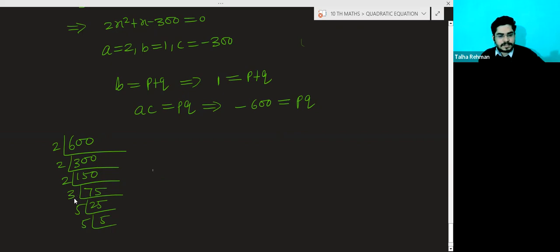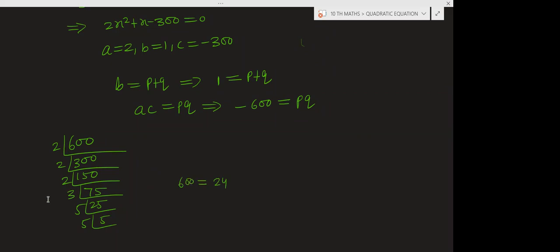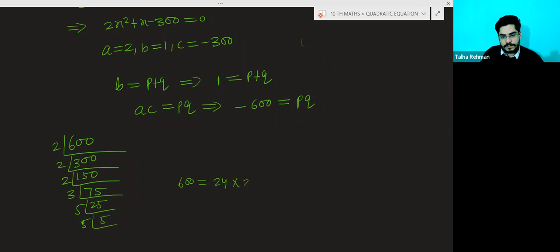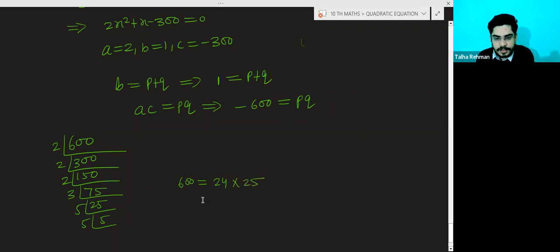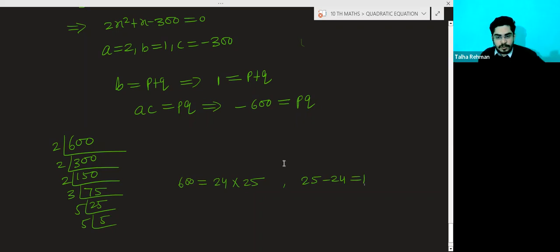I can write it as 2 times 4 times 8, 3 is 24. Minus 25. Yes, 5 fives are 25. Now I can write from here 25 minus 24 equal to 1. It will become 1. But how?